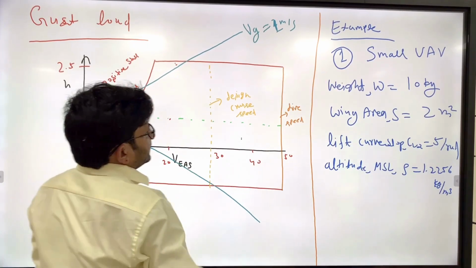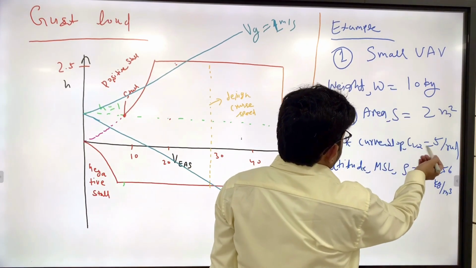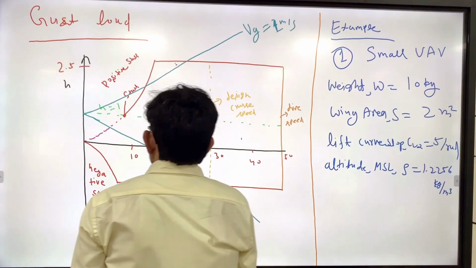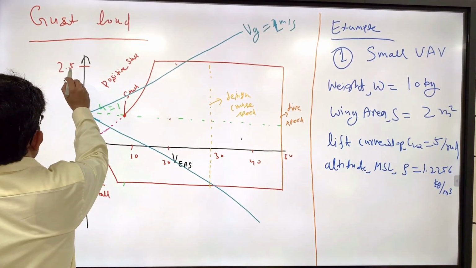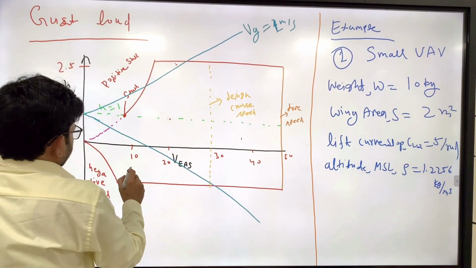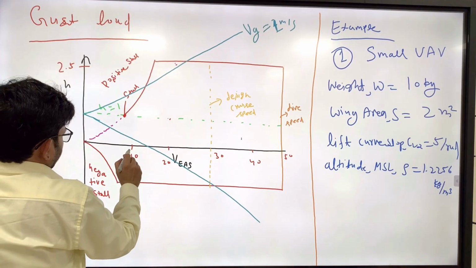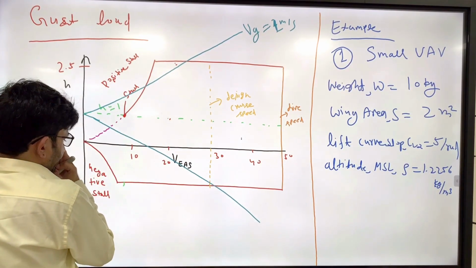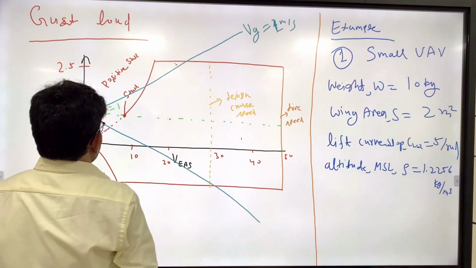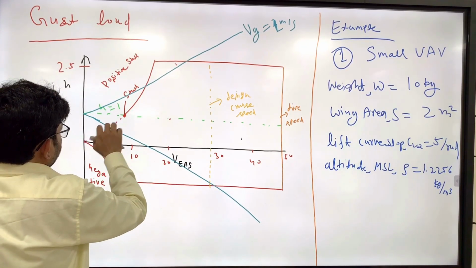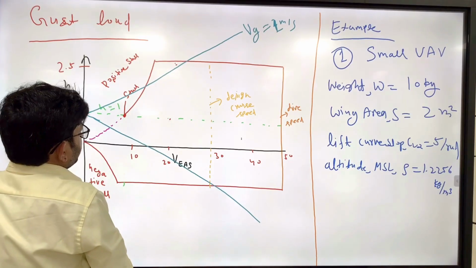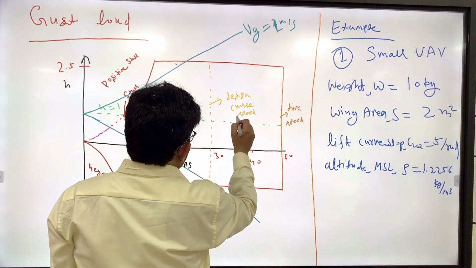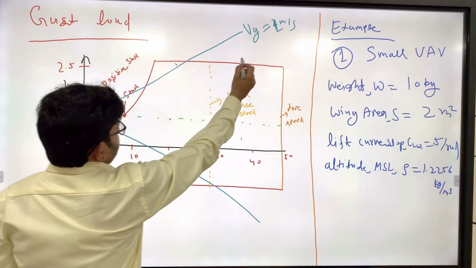You can see the light UAV case we have taken. The weight is 10 kg, wing area is 2, CL alpha is 5, and rho is 1.225 kg per meter cube, sea level density. You can see the load factor max we have marked as 2.5, and we have marked 10, 20, 30, 40. We have found that the stall speed is 8 point, right? 8 meters per second. Corresponding to this, we have marked the stall speed, and corner speed also we have marked here, and this is the max limit, and this is the design cruise speed. So this is Vg equal to 1.